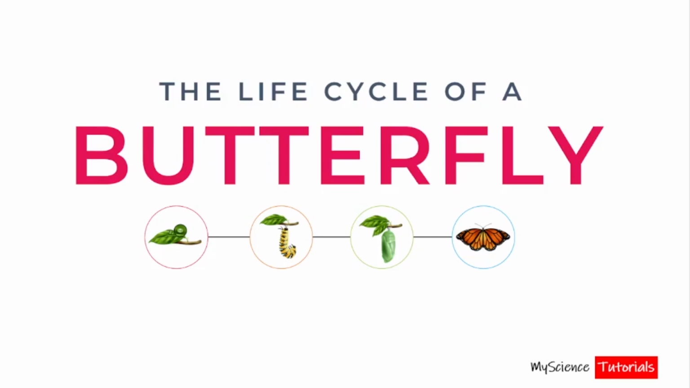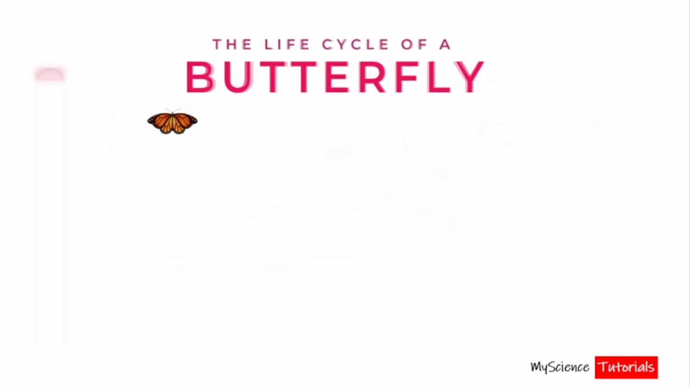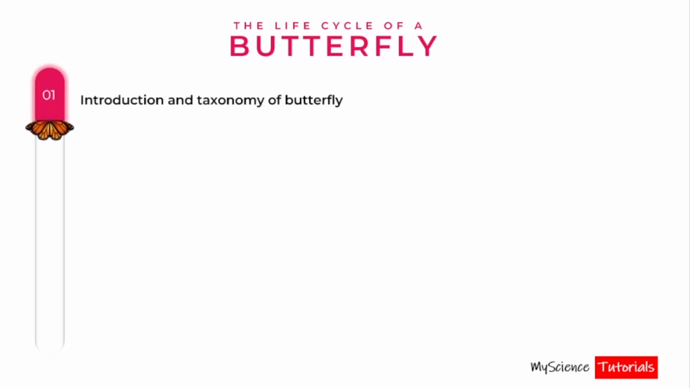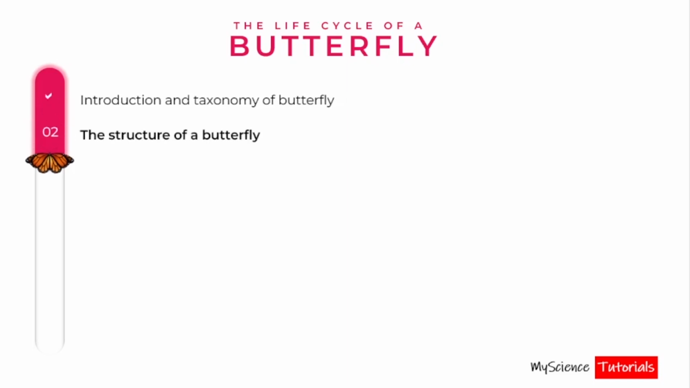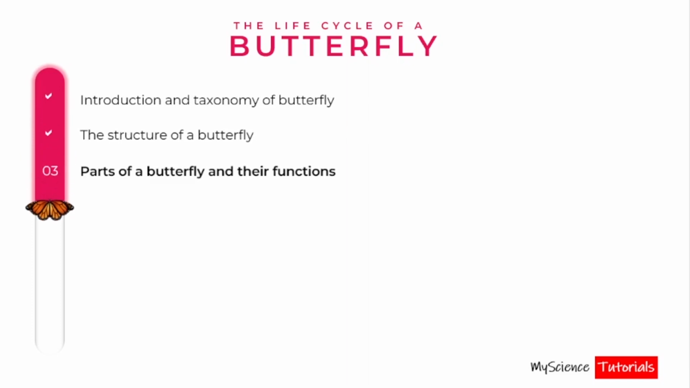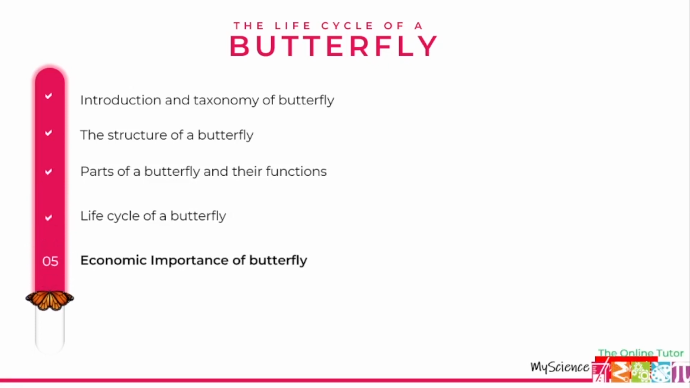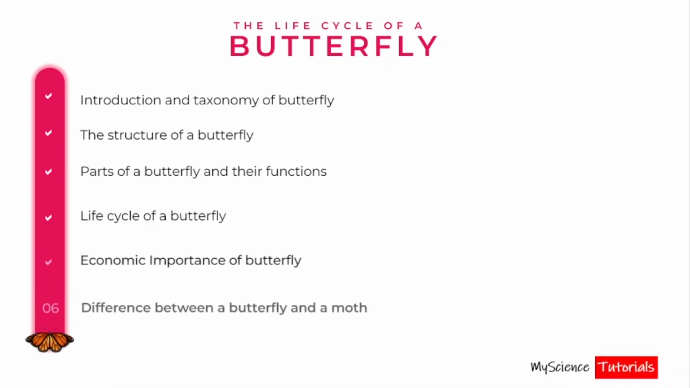In today's video, we want to look at the life cycle of a butterfly. So let's proceed to have an overview of what we are going to learn in today's biology tutorial. First of all, we'll be looking at the introduction and taxonomy of butterfly. Then we proceed to look at the structure of butterfly, and we'll look at the parts of a butterfly and their various and individual functions. Then we'll talk about the life cycle of a butterfly, the economic importance of butterfly, and lastly, the difference between a butterfly and a moth.